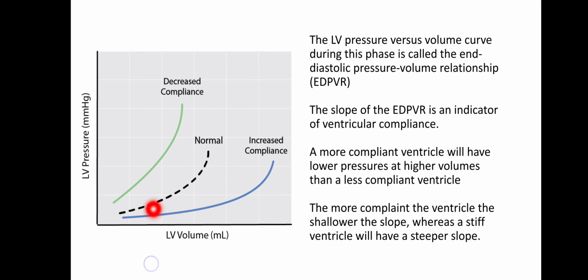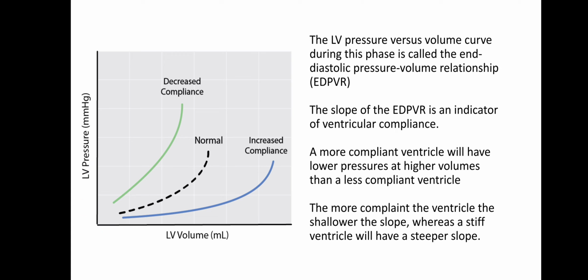For example, what does it mean by a compliant ventricle? For example, an increased compliant ventricle at this volume, for example, this is 50 ml, this is 100 ml. At 50 ml volume, the increased compliant ventricle has, for example, 10 pressure, while the decreased compliant ventricle has 20 pressure.